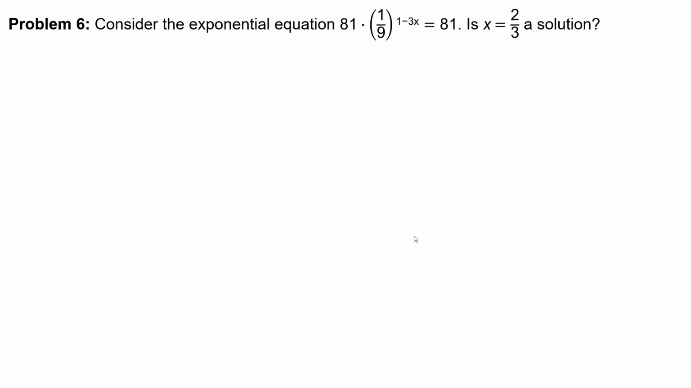Okay, example 6 is our last example, problem 6. In this case, you are given an exponential equation, 81 times 1/9 raised to the quantity 1 minus 3x equals 81. Now, instead of being asked to solve it, you're being asked if a particular value of x is a solution. Is x equals 2/3 a solution?